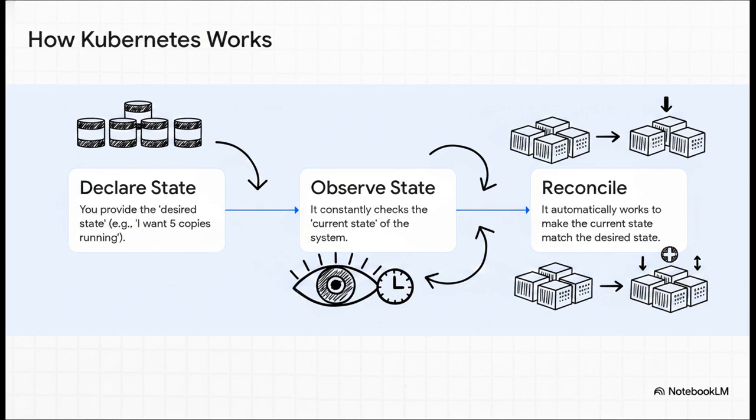It's a really simple and beautiful concept at its core. You just tell Kubernetes your desired state. For example, you say, hey, I want 5 copies of my web server container running at all times. Kubernetes then constantly watches the current state. If it sees only 4 running because one crashed, it automatically starts a new one to get back to your desired state of 5. It's a constantly self-healing system.